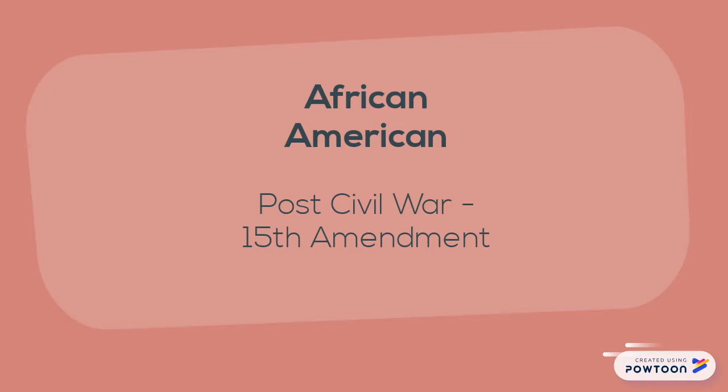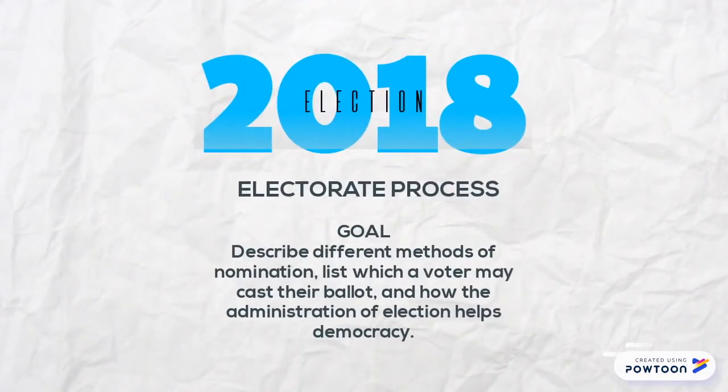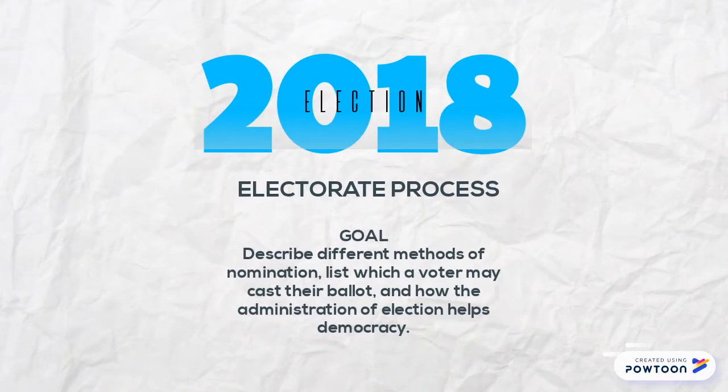Following the 2016 presidential election and the 2018 midterms, there's the electoral process which has three goals, which is to describe different methods of nomination, list which ways a voter may cast their ballot, and how the administration of elections can help democracy. Now, democracy shapes our country into what we are today.